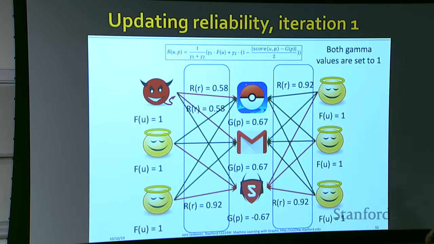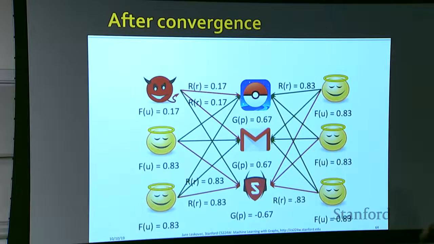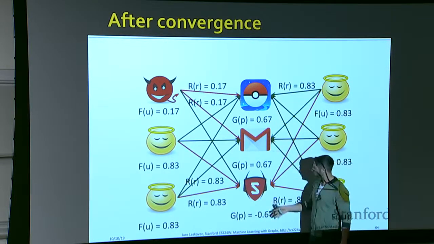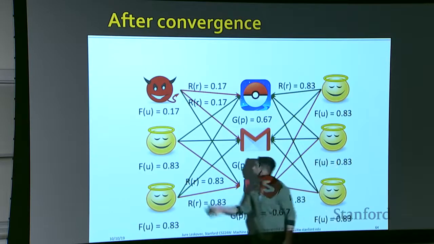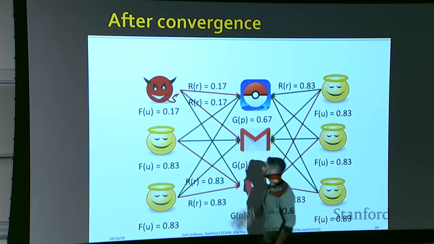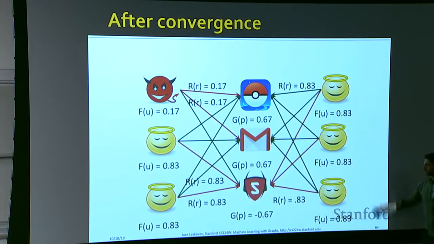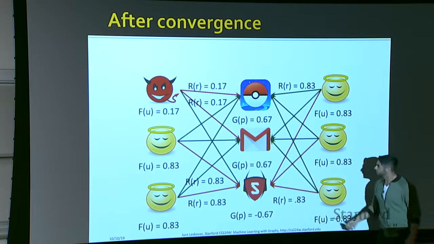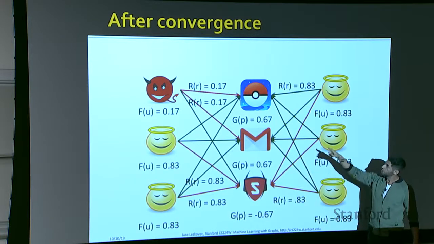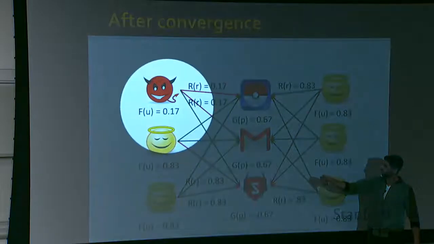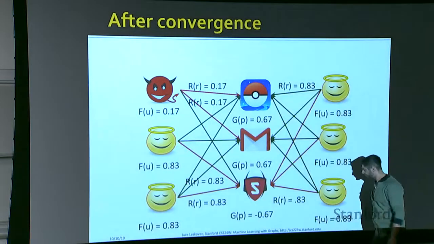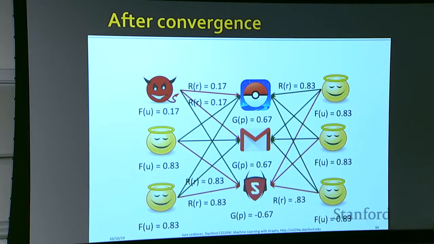We continue to compute that, and then eventually we're going to converge to a state where the goodness reflects the quality of an app. We were able to identify 1 fraudster, so our evil node up there has a very low fairness score, while all these other nodes have a very high fairness score. And in that way, we're also able to reweight all the reviews given by the evil node with the level of reliability of that review, so that they will not actually impact the scores of the good apps.